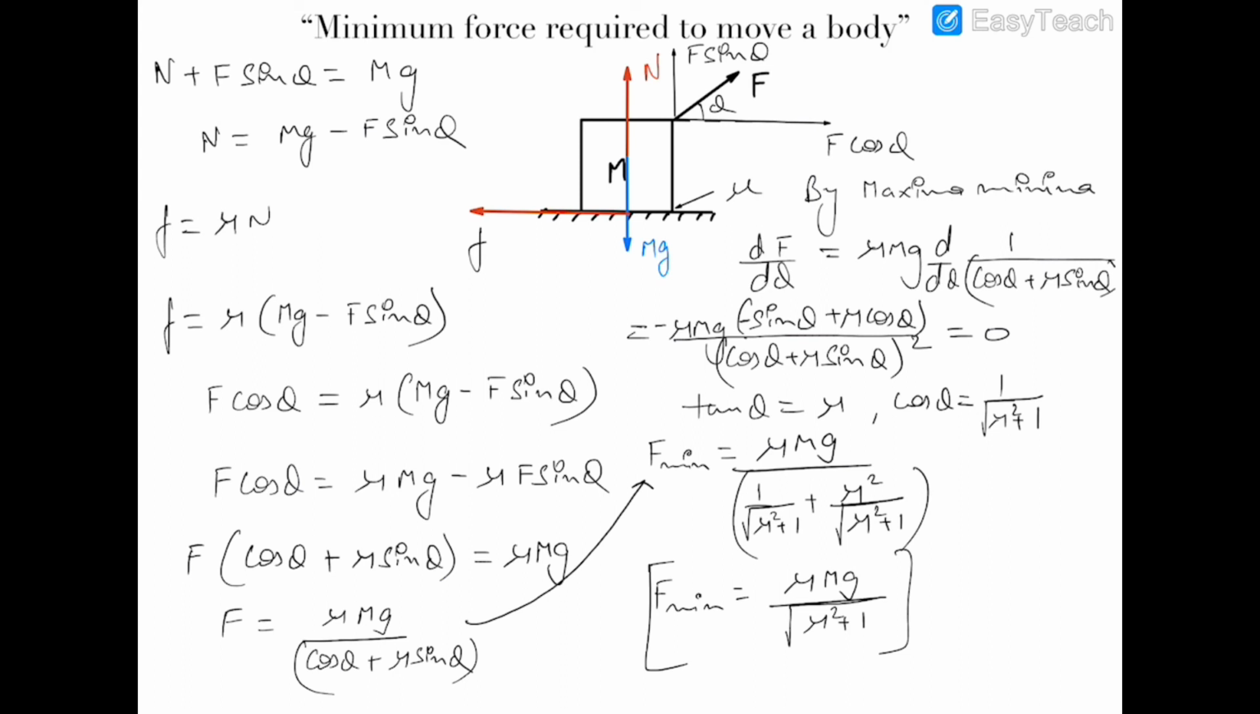This is a pulling force and it should be applied at an angle of tan inverse mu with the horizontal. And you must remember that this tan inverse mu is also the angle of friction. The difference here is that in this case this angle should be with the horizontal direction. So by applying this minimum force at an angle of tan inverse mu with the horizontal direction, you can move this block in the forward direction.